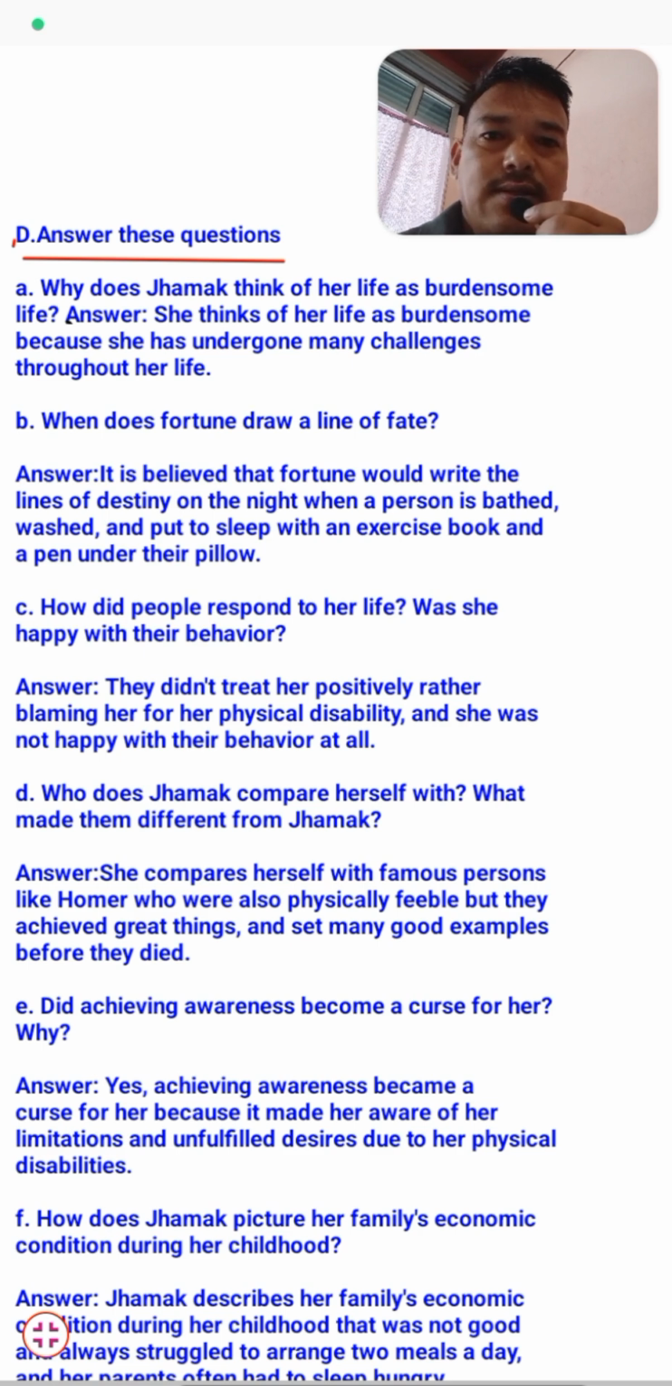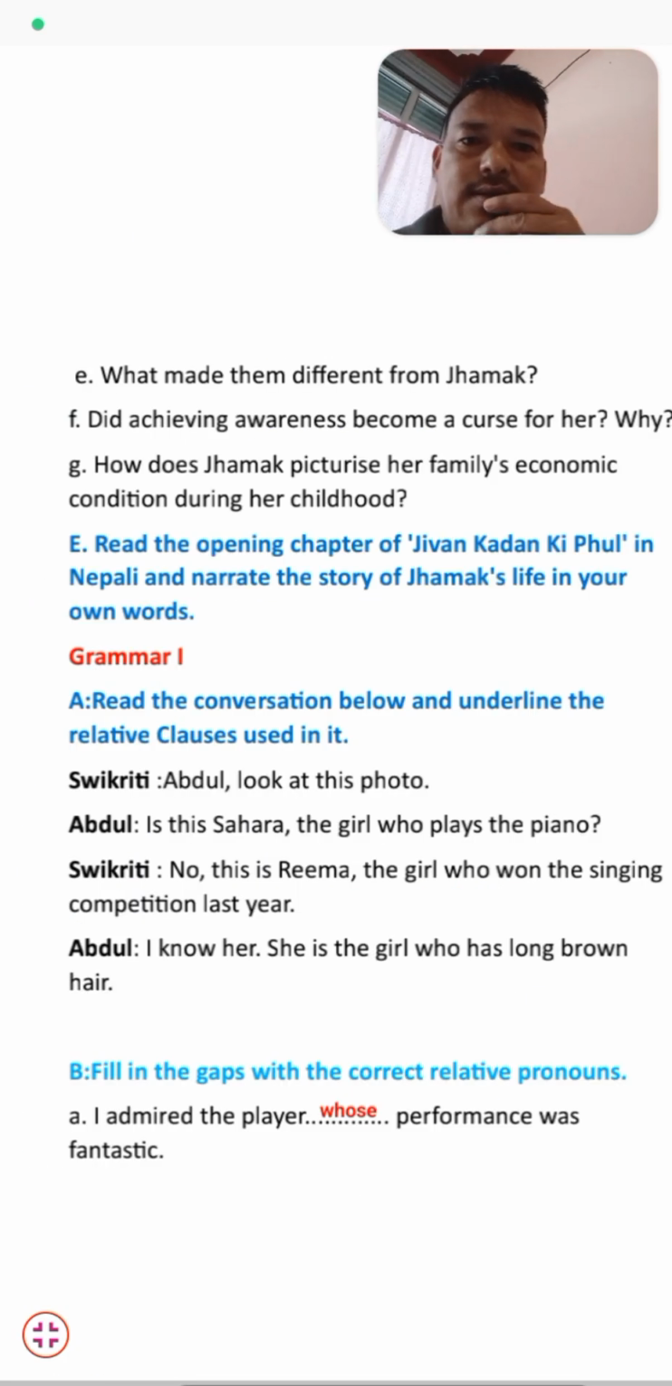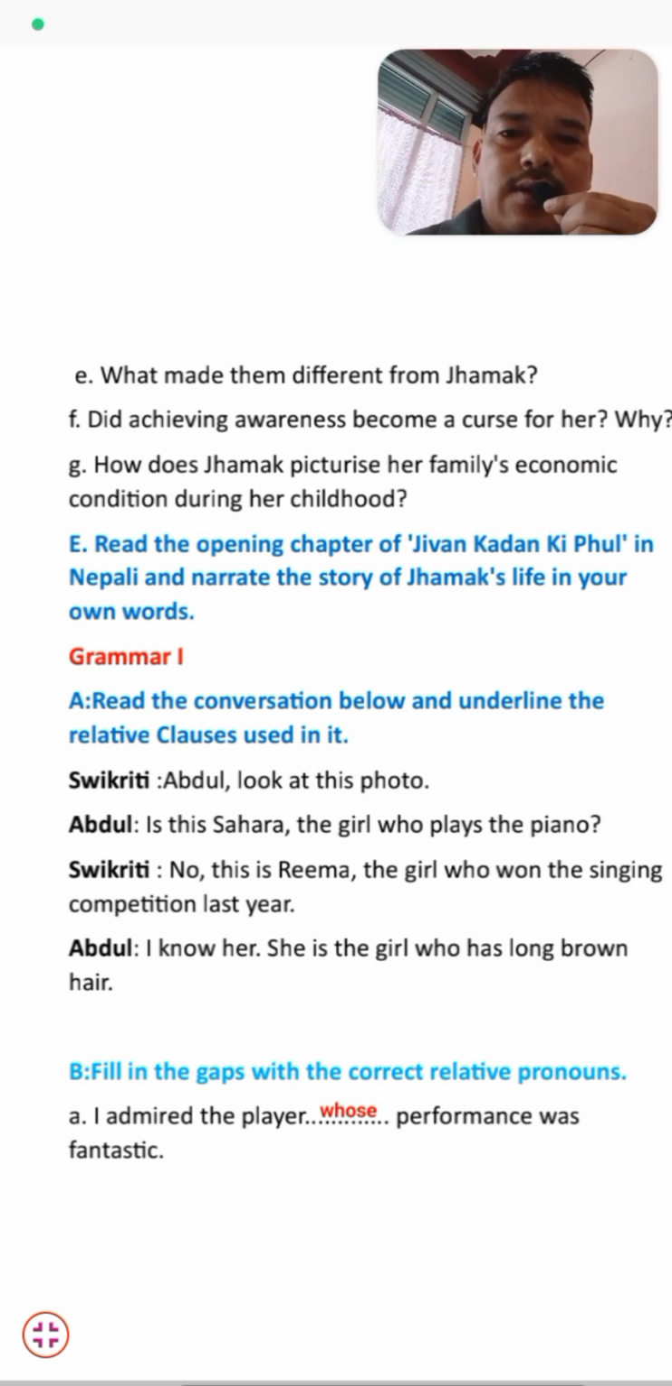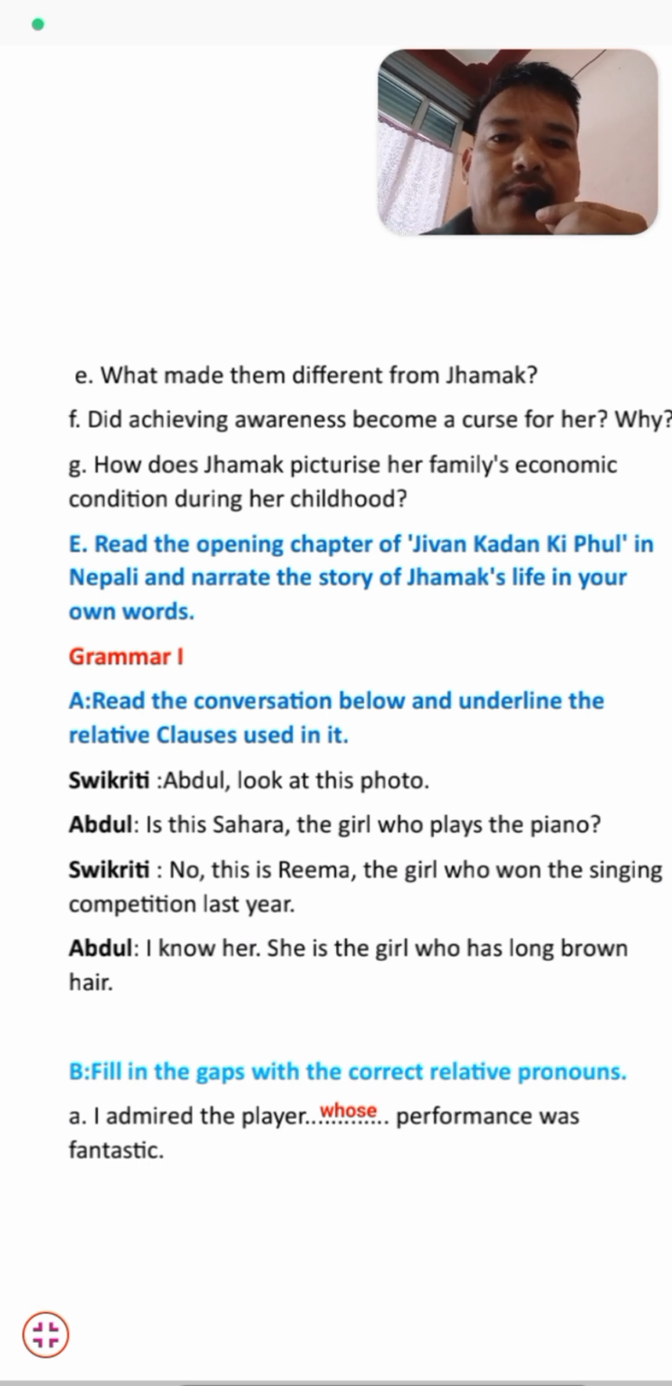Now move to the next exercise. And next exercise, that is E number, students. Read the opening chapter of Jivan Kana Ki Phool in Nepali and write the story of Jamak's life in your own words. What you have to do, students, is read the opening chapter of it, a biography, Jivan Kana Ki Phool in Nepali, and then narrate the story in your own words.